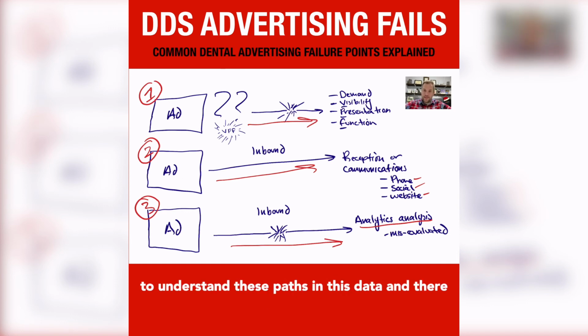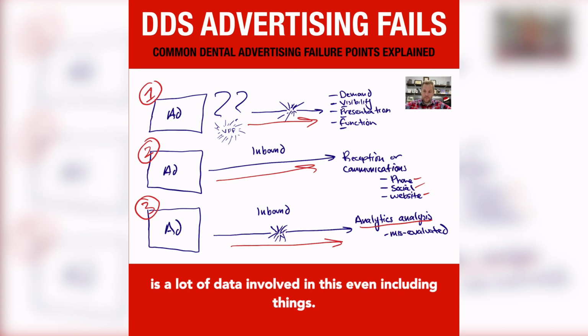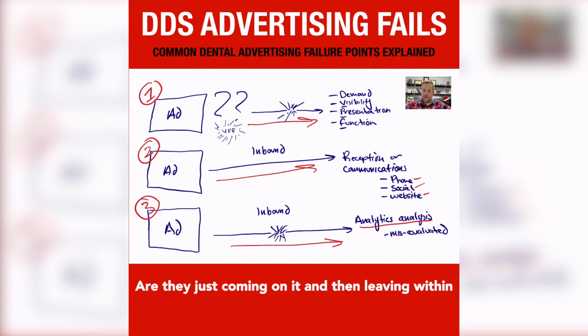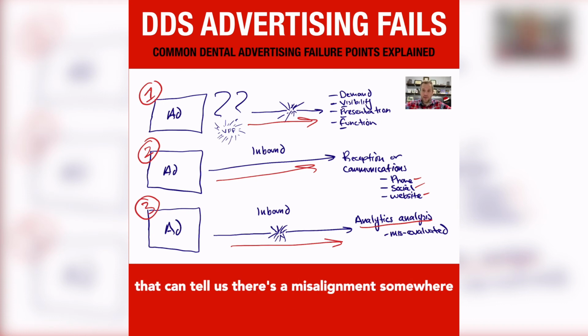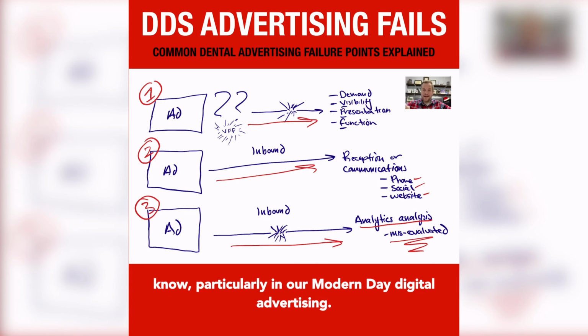So it's very important to understand these paths and this data, and there is a lot of data involved in this, even including things like how long people are spending on your website. Are they just coming on it and then leaving within seconds? That's an important piece of data to know, because if that's happening a lot, sometimes that can tell us there's a misalignment somewhere with the advertising and the website itself. So I'm just going to classify that as misevaluated or miscalculated data that can affect any one of the above.